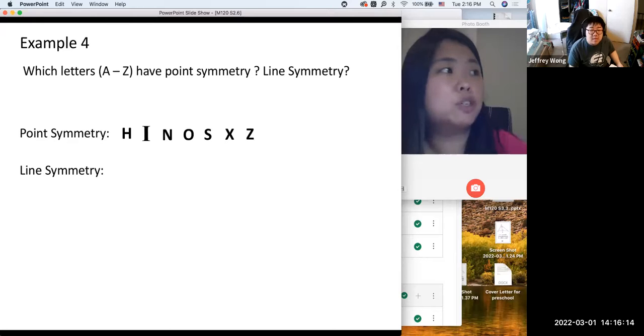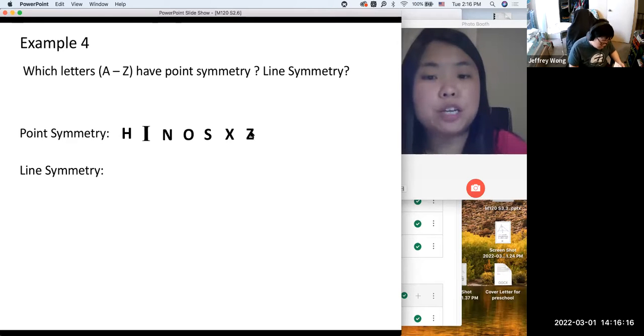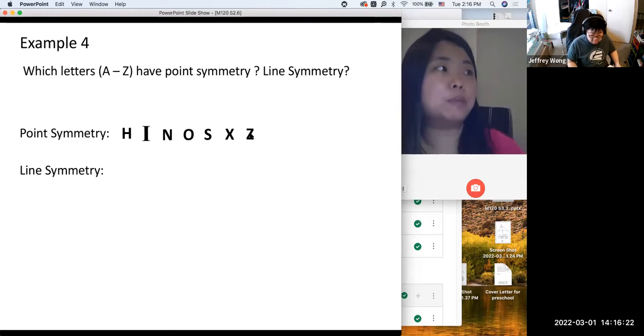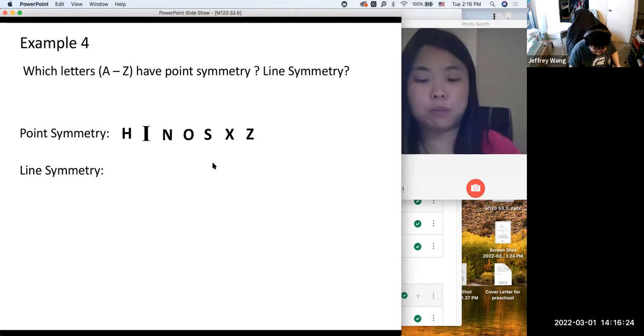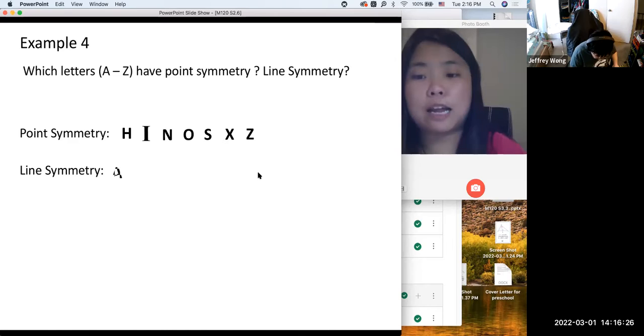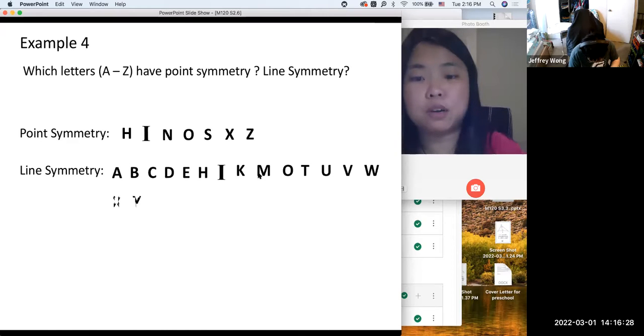The point symmetry, right? So you could have the point in here and then draw the line to see if the point is going to be the midpoint of the line segment, right? So this is going to be your point symmetry. And then the line symmetry, it should be easier for this one.